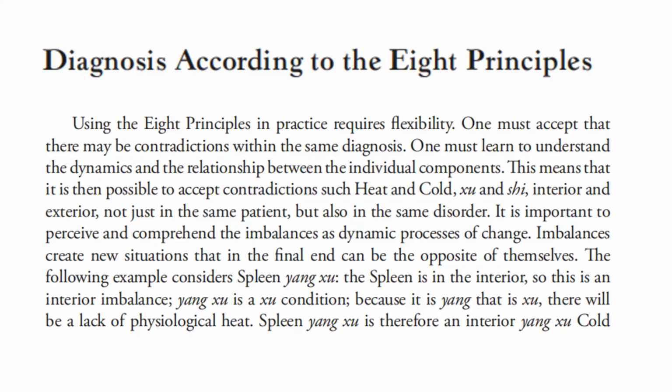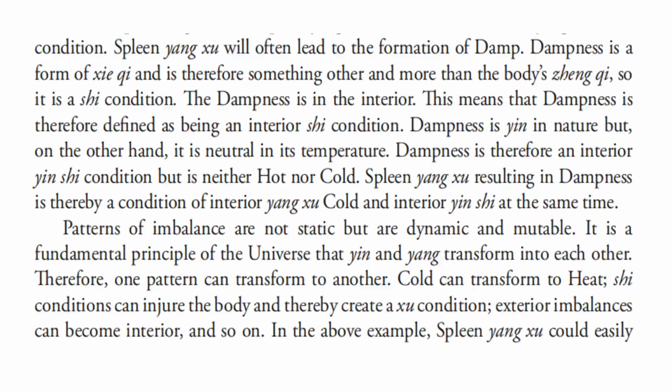It is important to perceive and comprehend the imbalance as dynamic processes of change. Imbalances create new situations that in the final end can be the opposite of themselves. The following example considers spleen yang deficient. The spleen is in the interior, so this is an interior imbalance. Yang deficient is a deficient condition. Because it is a yang that is deficient, there will be a lack of physiological heat. Spleen yang deficient is therefore an interior yang deficient cold condition.